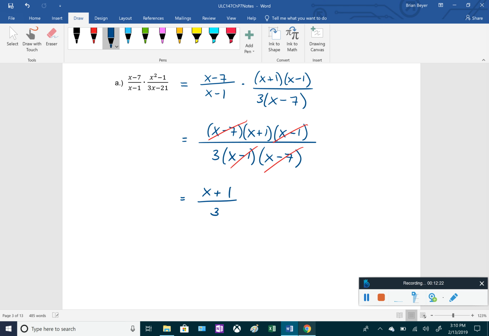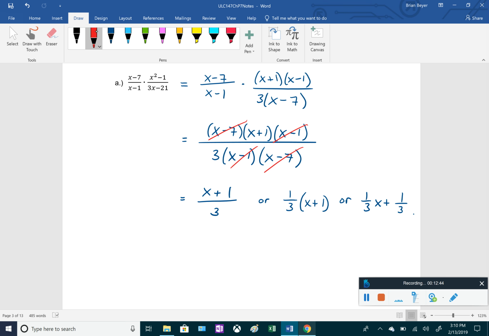I'm going to write this two other ways also. I'll put "or." We could write this as 1/3 times (x plus 1). Or we can distribute it and make it 1/3 x plus 1/3. So whichever way you prefer, they're all the same thing.